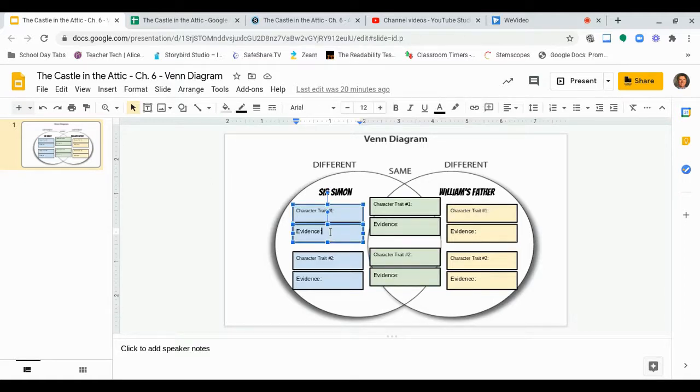Again, when you're writing your evidence, make sure to use a complete sentence for that. Okay? You don't have to use a full sentence when you're writing the character trait down, you can just choose the word or words. But then for your evidence, make sure you do use a complete sentence. And you submit when you are complete.